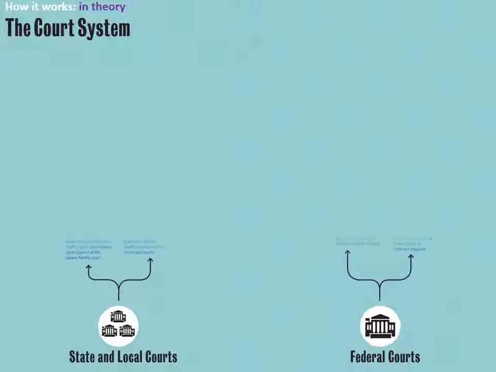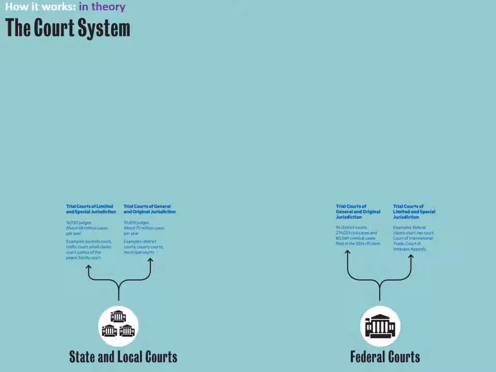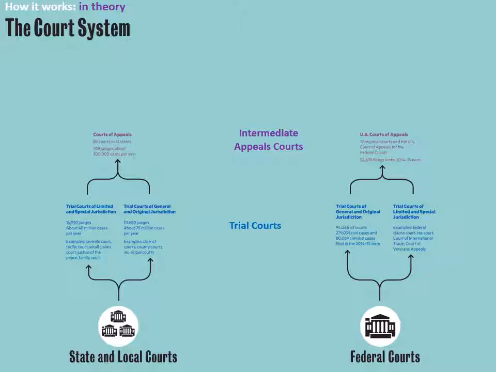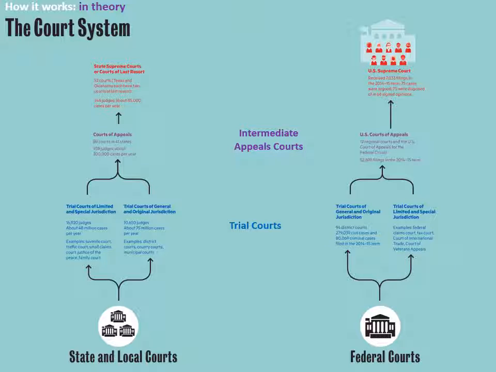Let's look at how things work in theory. You have two separate court systems, a state and local court system and a federal court system. You have trial courts at both levels, and then you have courts of appeals at both levels, intermediate courts of appeals. From there, you have the highest court.